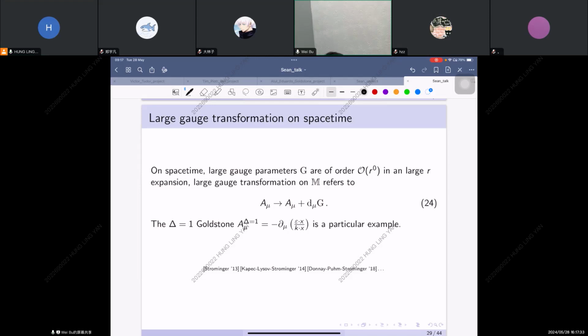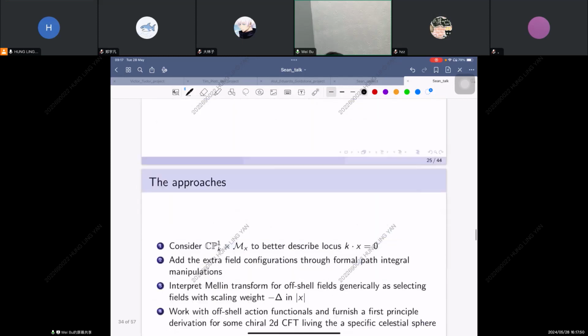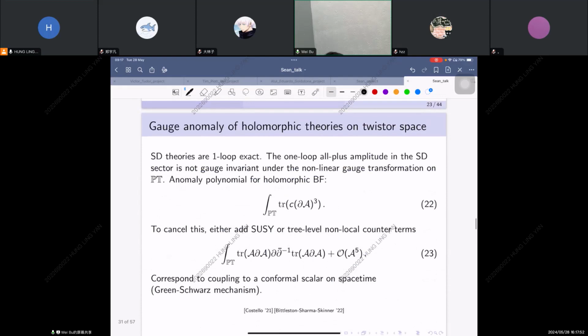Right. So let me say this. For self-dual theories, they're one loop exact. So that means, I guess people know what that means. They have a gauge anomaly on twisted space. They have a one loop amplitude, all plus. And we add a term, which I skipped, to cancel it. So it's anomaly free. This is some generic holomorphic QFT stuff. We add this extra term to cancel the anomaly that also cancels the one loop amplitude. So after that, your theory is fully consistent on the quantum level.